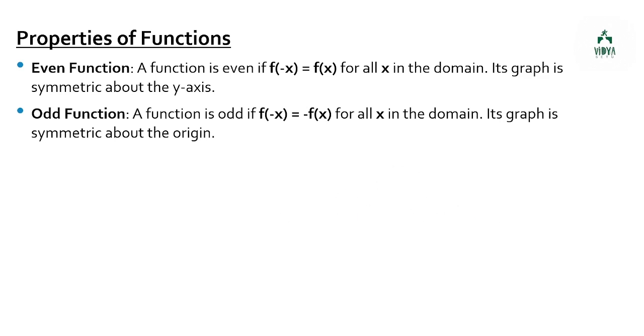So what is an even function? A function is even if f of minus x equals f of x, where x is in the domain. Its graph is symmetric about the y-axis. I'll tell you why. A function is an odd function if f of minus x is equal to minus f of x for all x in the domain. Its graph is symmetric about the origin. I'll tell you what that means. Okay? This is the last topic. Functions are very easy if you become perfect with the concepts I'm explaining here. If you learn these things now, definitely you'll solve function problems.